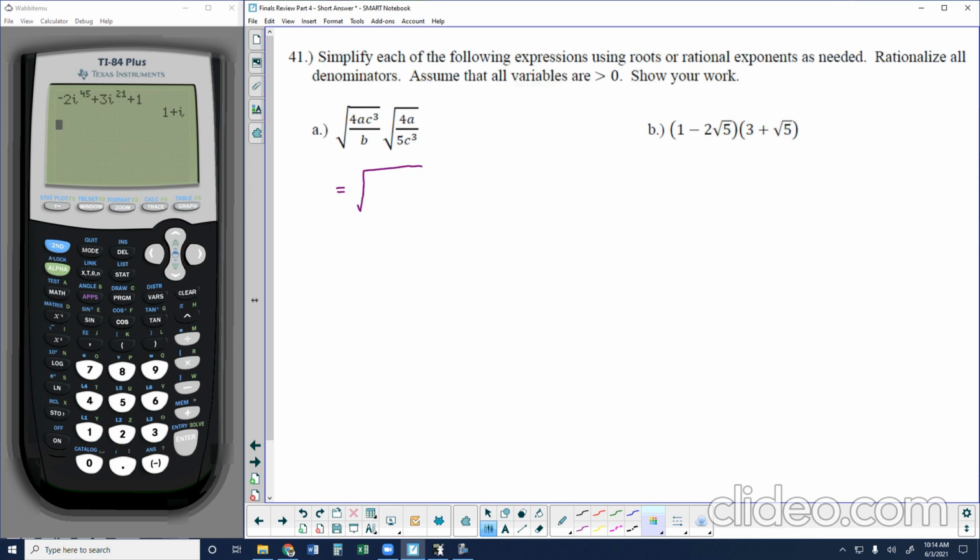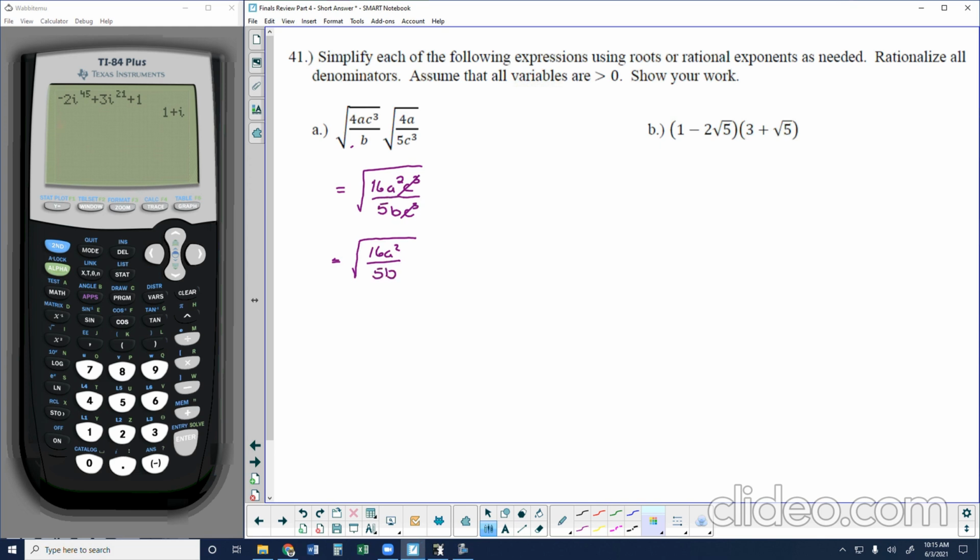So this would be by taking 4a c cubed times 4a in the numerator, I would get 16a squared c cubed. Then in the denominator, I'd get b times 5c cubed, which would be 5b c cubed. Now I can simplify this expression. You can see that the c cubes will cancel or divide out to give me 1. So this would be 16a squared over 5b.